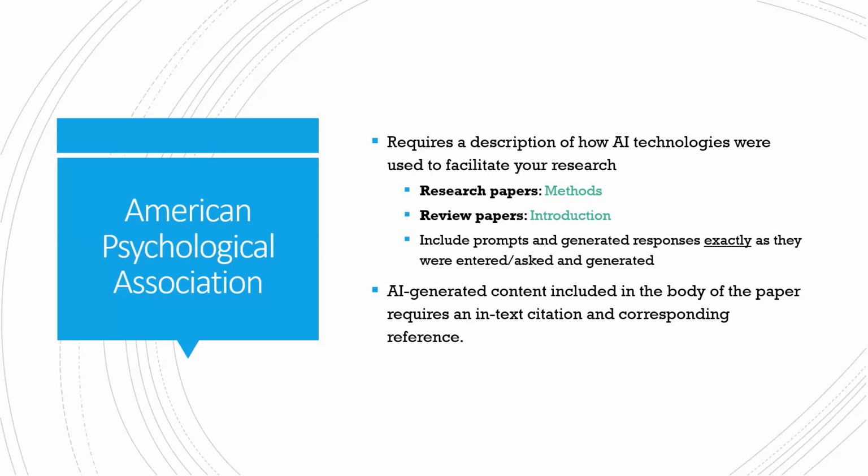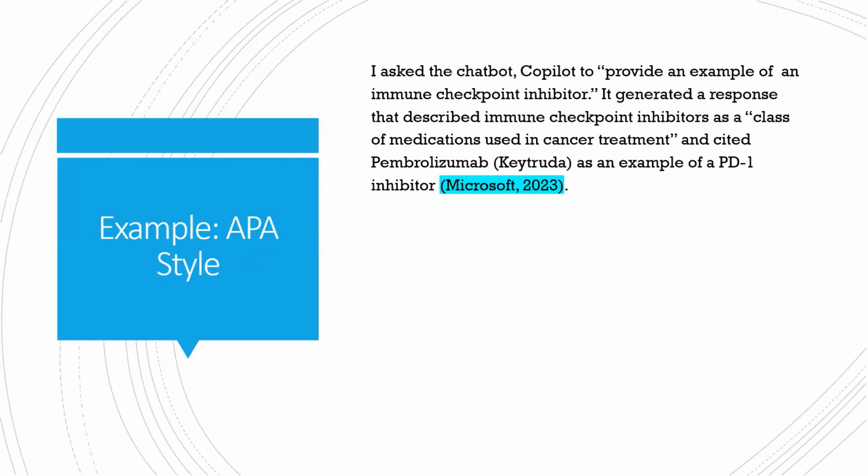APA style rules also require authors to provide in-text citations in the body of the paper and corresponding references at the end of the paper. So unlike AMA, who really doesn't want you to do that with AI, APA says, yes, you have to do that. You have to give me an in-text citation and a reference. Okay, so let's look at some examples. Again, I created very basic examples based on the rules.